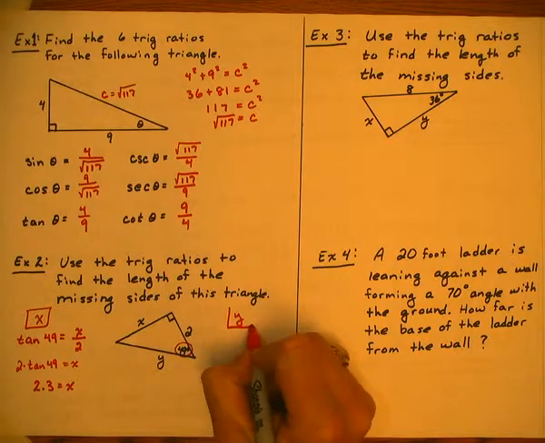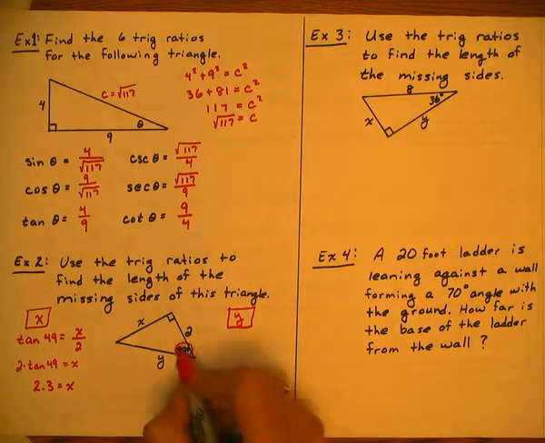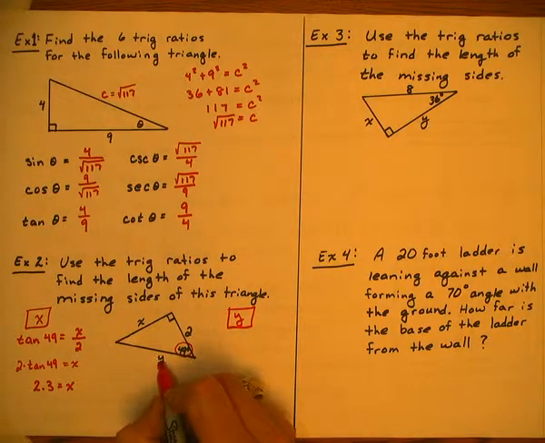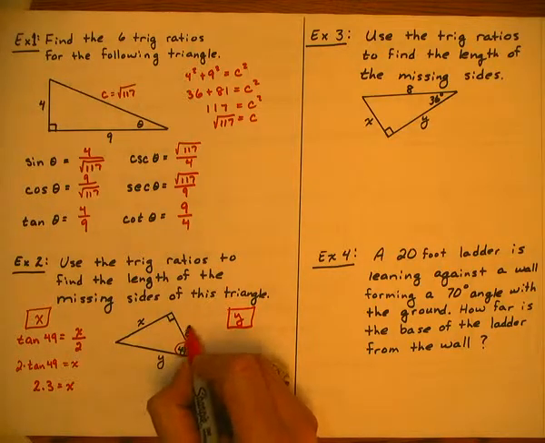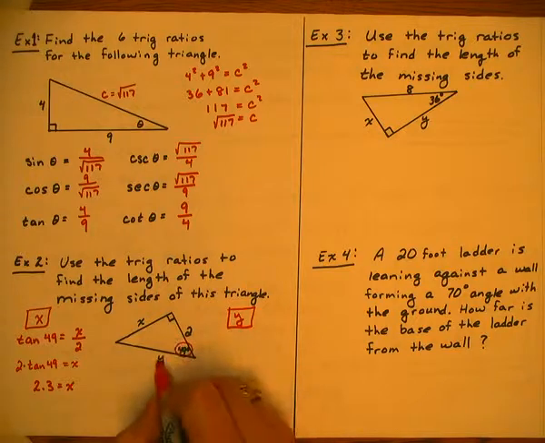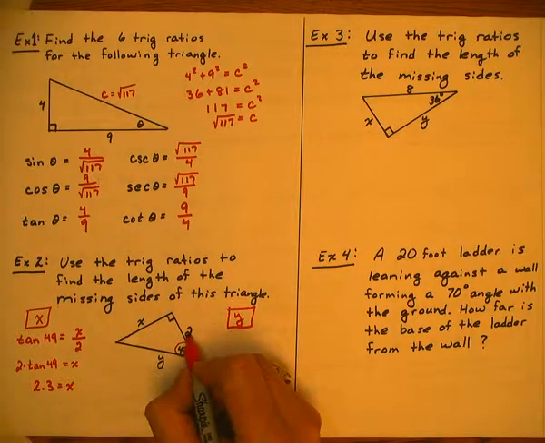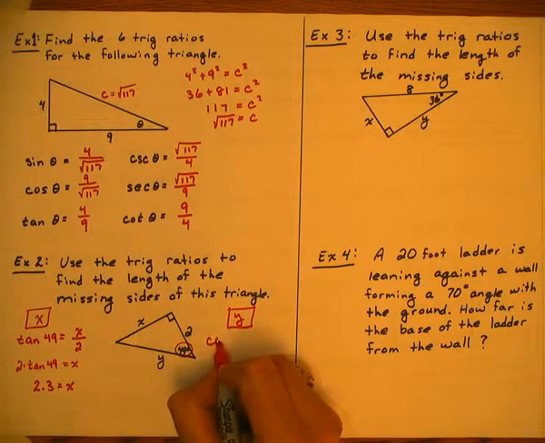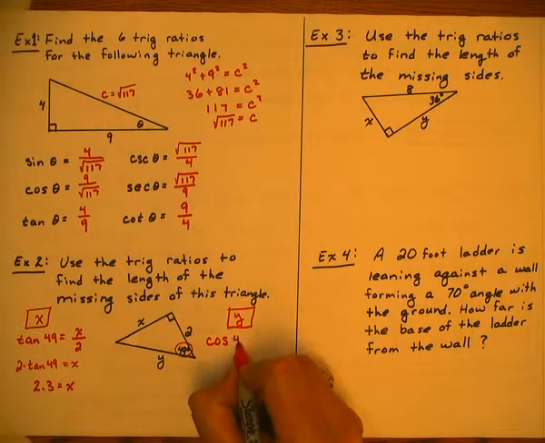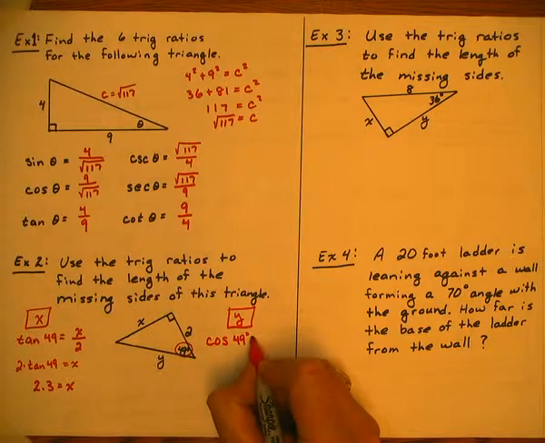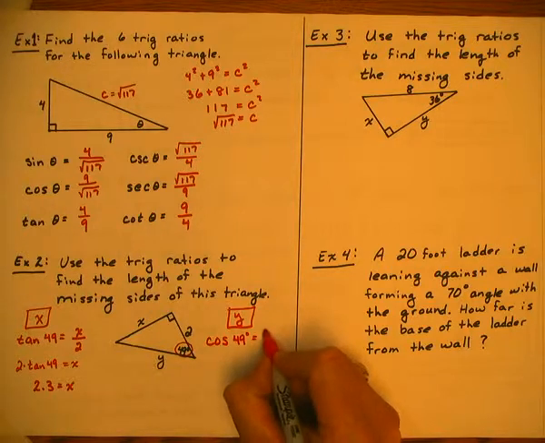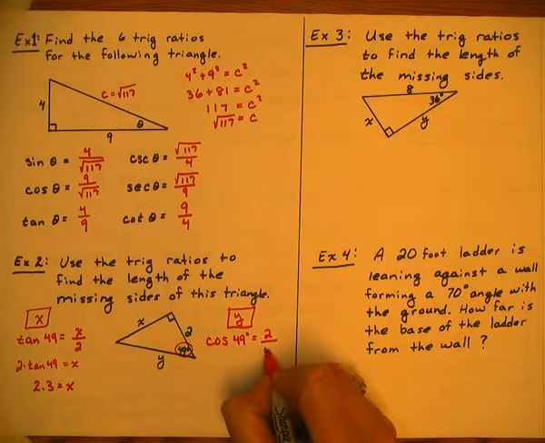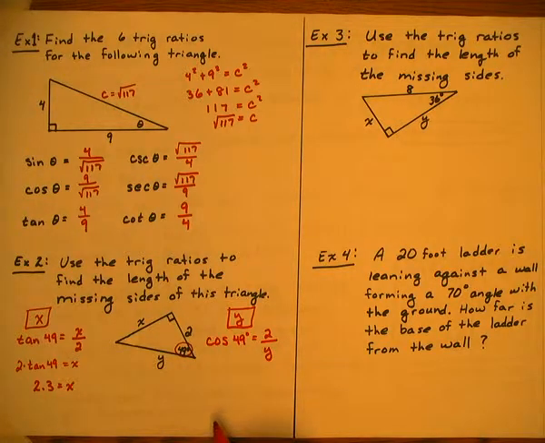Now to find y. Y represents the hypotenuse. So we're still going to use the 2, which is the adjacent. Now hypotenuse and adjacent uses the trig function cosine. So we would write this out as cosine of 49 degrees is equal to adjacent over hypotenuse.